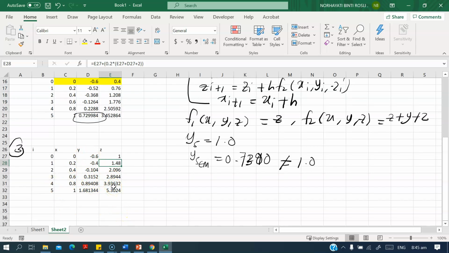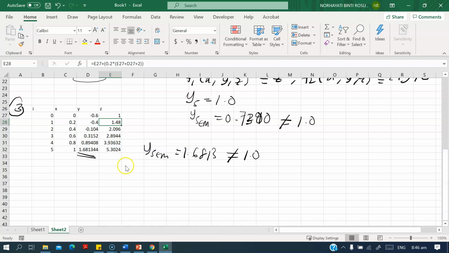So again, we compare the last value of y here, y5 by Euler method, which is 1.6813, not equal to 1.0. So we need to do extrapolation. So we go to step number 4 to get our z0 from the extrapolation value. Class, we got this z0.